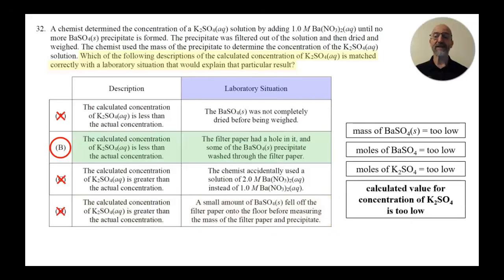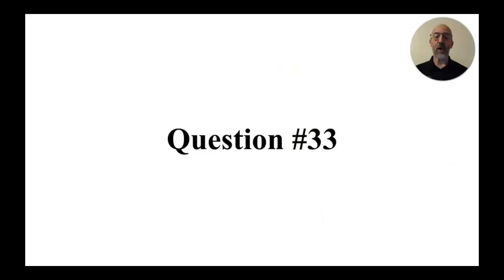So again, the correct answer to question 32 is choice B. If the filter paper had a hole in it, then that would cause your mass and your calculated value of moles to be less than what it should be. All right, let's go ahead and take a look at question 33.